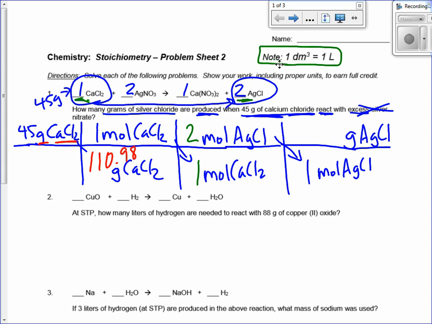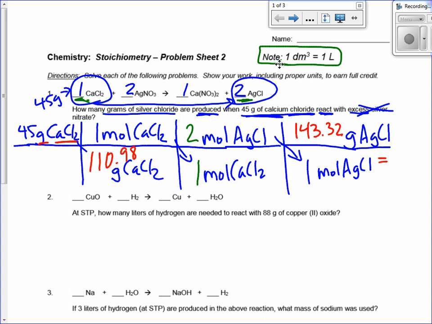107.9. Well, we're going for hundredths here. 87. 87, good. We're rounding to 2 decimal places, remember? Plus our chlorine, 107.87, plus 35.45. That gives us our total molar mass, which is 143.32. Now we can calculate.